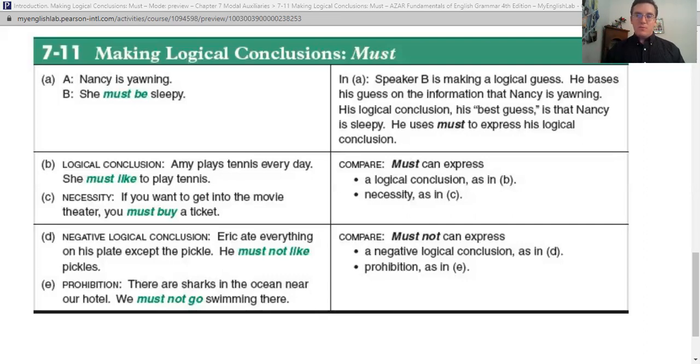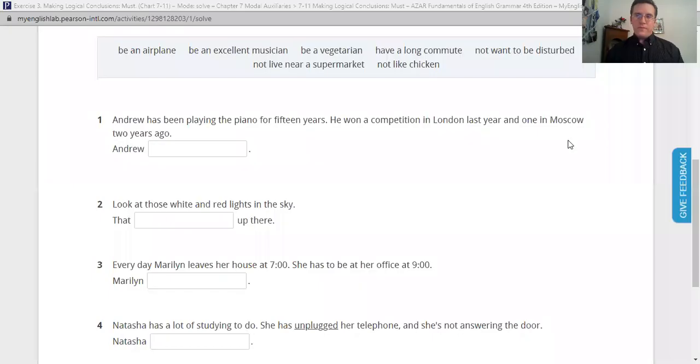Let's go through some examples and make some logical conclusions. Okay, we have 4 sentences here, and the conclusions that we could make are up here in the box: be an airplane, be an excellent musician, be a vegetarian, have a long commute, not want to be disturbed, not live near a supermarket, not like chickens. We've got all these logical conclusions. Take a second, read these 4 sentences and match. What is the logical conclusion? Okay, pause the video now.